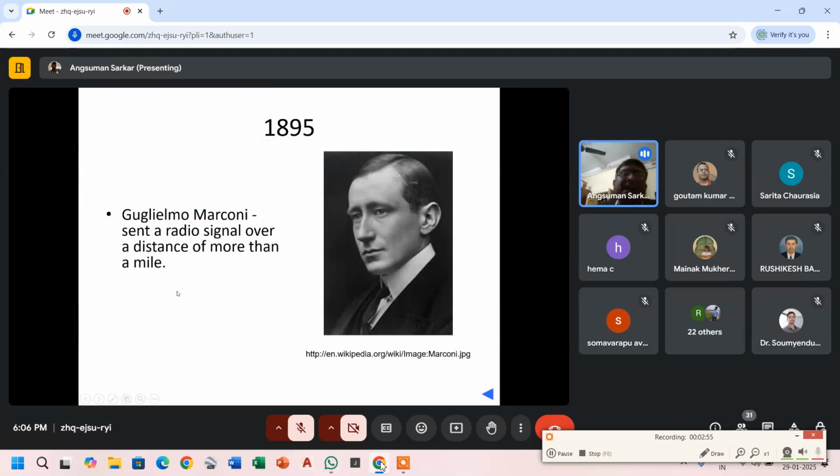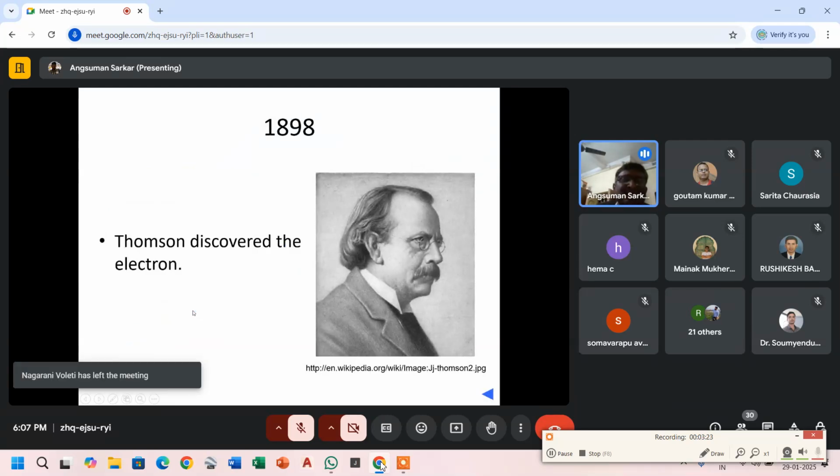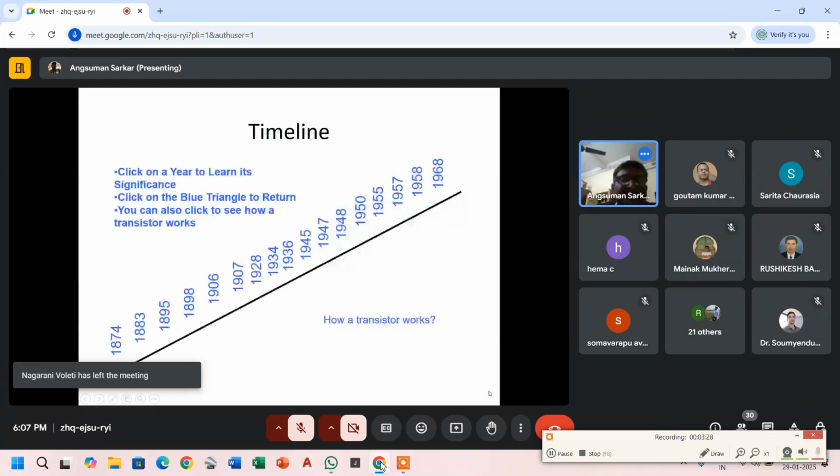And then in 1895, Marconi sent a radio signal over a distance. Over the Atlantic, he sent a radio signal from one place to another. At the same time, I would like to mention that our own Dr. J.C. Bose discovered the same, but a little unfortunately, he couldn't get the Nobel Prize. It was discovered in 1895. Then in 1898, J.J. Thomson discovered the electron, in the famous gold foil experiment.